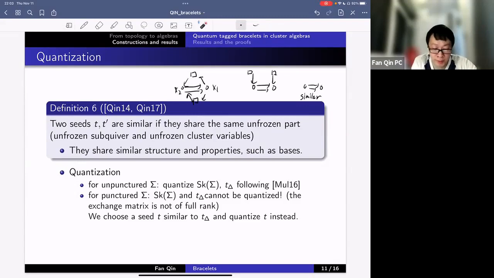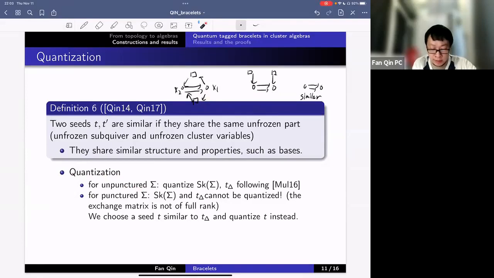And why do we care? So this kind of similarity of seeds was considered in my previous work for considering bases for cluster algebras. The importance of similarity is that similar seeds share similar structures and properties such as basis. So if you take the cluster algebra from these different initial seeds, it turns out that if you know the basis for one cluster algebra, you know the basis for the other cluster algebra.